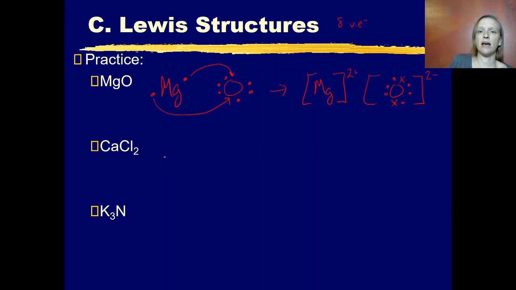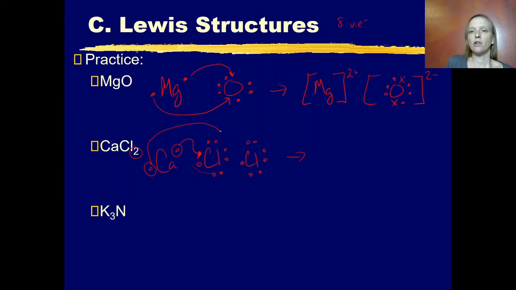Let's do the same thing with calcium chloride. Here we have calcium with its 2 valence electrons, and we've got chlorine. Oh, this time we've got 2 chlorines. So let me draw 2 chlorines, each with 7 electrons. And what's going to happen here is I'm going to take this electron and put it on that chlorine. Now this chlorine has a full octet.